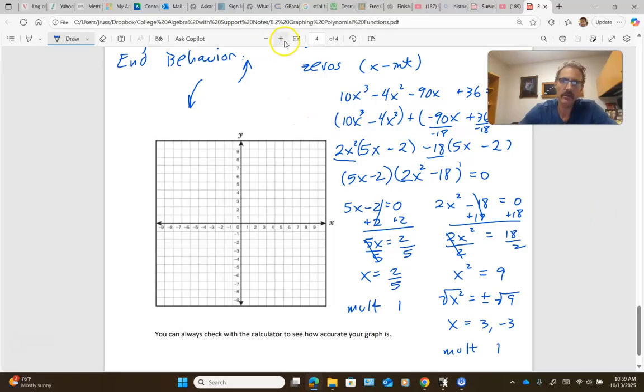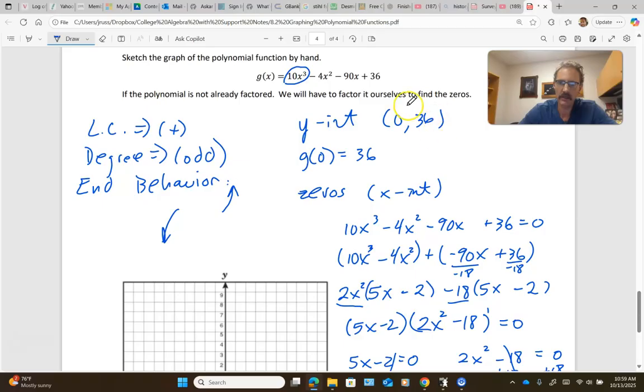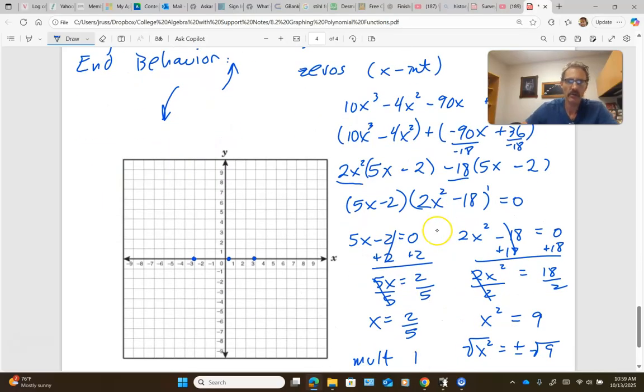Alright, so I'm going to do this one the way I did the last one. I'm going to start by plotting where my zeros are going to be at negative 3, positive 3, and then 2/5. Let me zoom in a little bit here. So negative 3, positive 3, and 2/5 is the same as 0.4, so it'll be about right there. And then I would plot my y-intercept. Well, that one's going to be off the screen, right, because it's way up there at 36. So what I'll do is just extend this y-axis, and we'll pretend that 36 is right there. Okay. So there's my y-intercept.